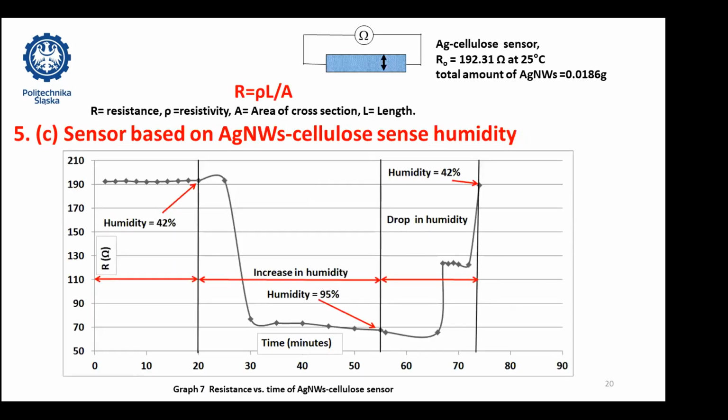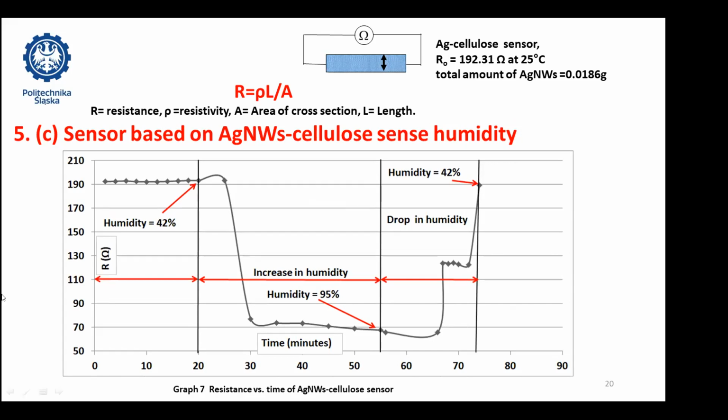Now coming towards our silver nanowires-cellulose sensor, which was used to sense humidity. I showed you this sensor previously. This was a sensor which wasn't covered by the PDMS layer. This sensor has an initial resistance of 192.31 ohm at 25 degrees Celsius.